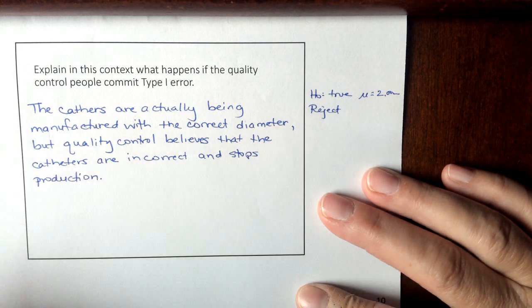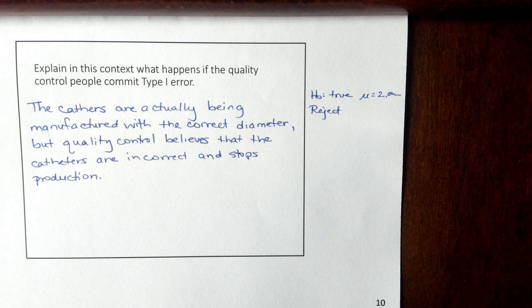So we stop the machine and we do some work on the machine to make a correction unnecessarily. So we halt production. That holds up the works. But worse than that, we may throw away a large quantity of catheters that have just been manufactured that are actually good catheters, but we throw them away thinking that they're not good catheters.